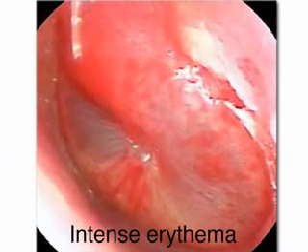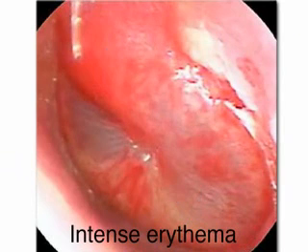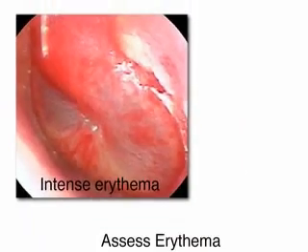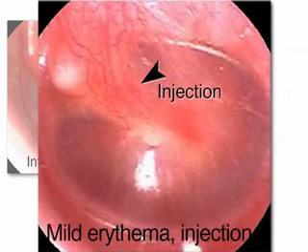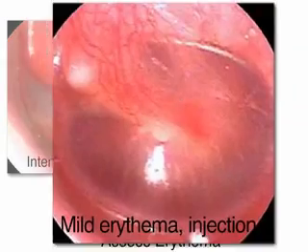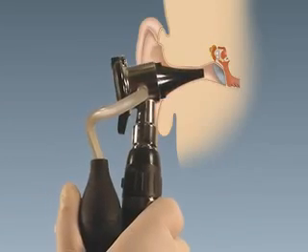Look for areas of intense erythema on the tympanic membrane, a finding that indicates acute inflammation. When present together with opacification and bulging of the tympanic membrane, this finding supports the diagnosis of acute otitis media. Mild erythema and injection of the tympanic membrane are nonspecific findings and often occur if the child is crying during the examination. To create positive pressure, insert the pneumatic otoscope without placing any pressure on the bulb.